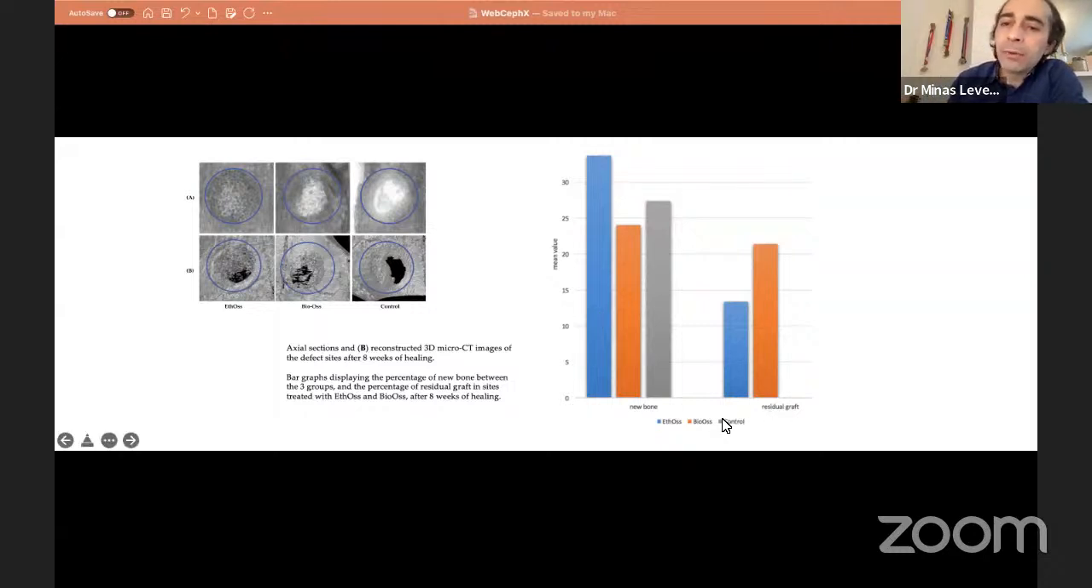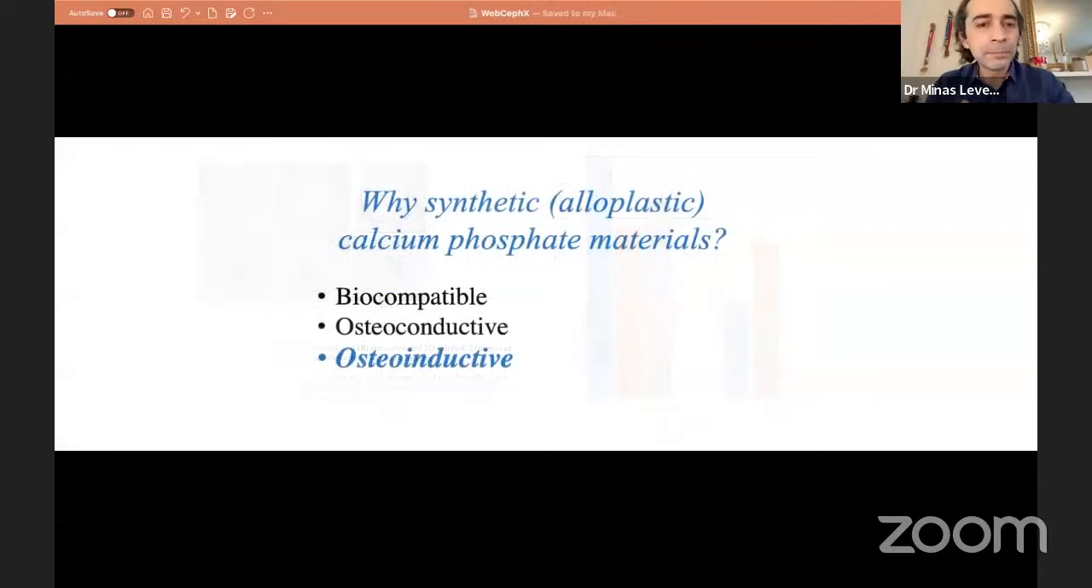At the same time, we find something that is logical and we expected it. The synthetic had less residual material than the xenograft, because the xenograft is not resorbing, or it's very slowly resorbing. And that's why sometimes it keeps the volume better than synthetics.